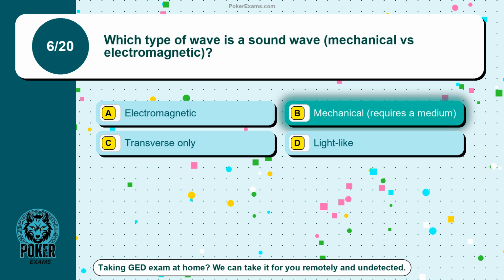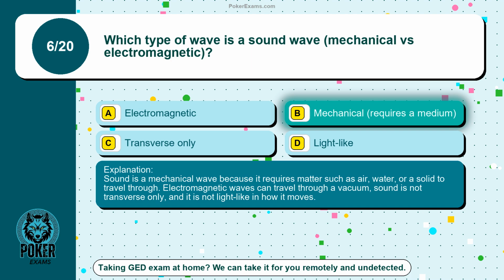The correct answer is option B, mechanical, requires a medium. Sound is a mechanical wave because it requires matter such as air, water, or a solid to travel through. Electromagnetic waves can travel through a vacuum. Sound is not transverse only, and it is not light-like in how it moves.